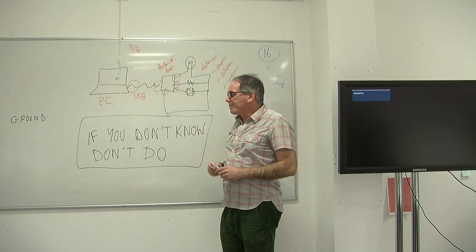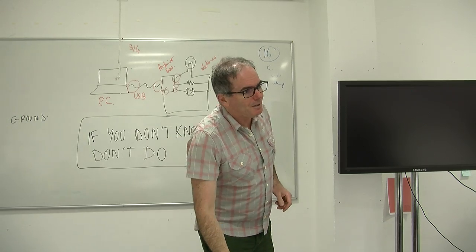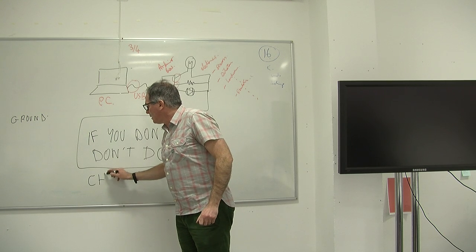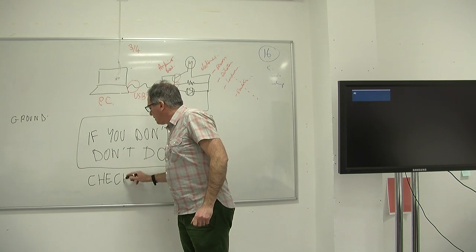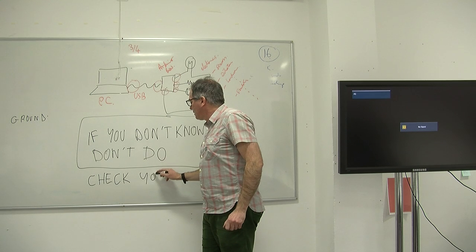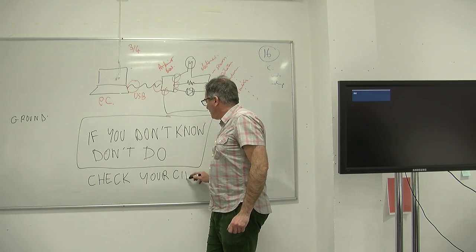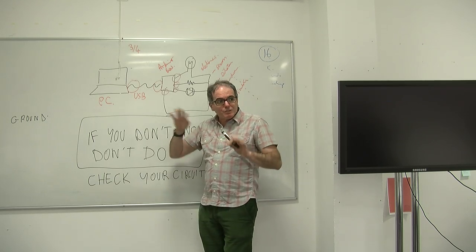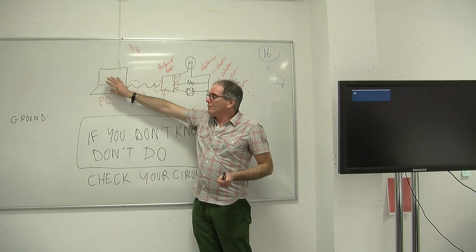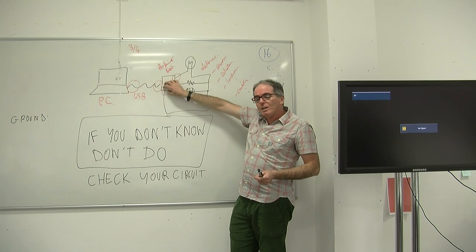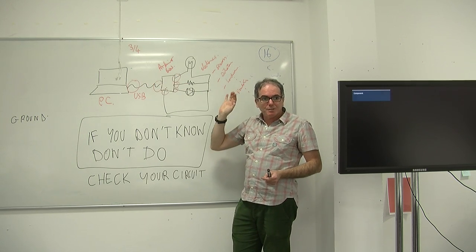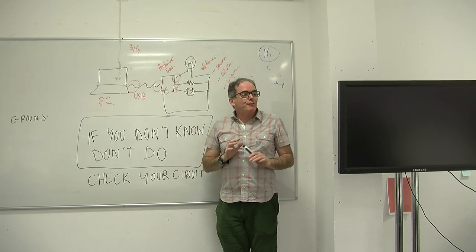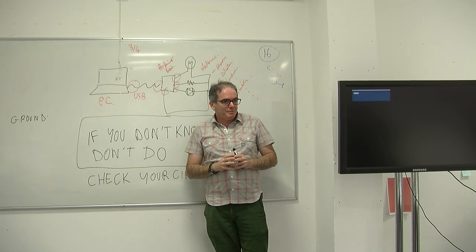So that means the second rule is check your circuit. And in this case, it's just a theoretical circuit. We have a PC, we have a USB cable, we have the Arduino, we have electronics, okay? These are 2 rules that form the basis of everything else.